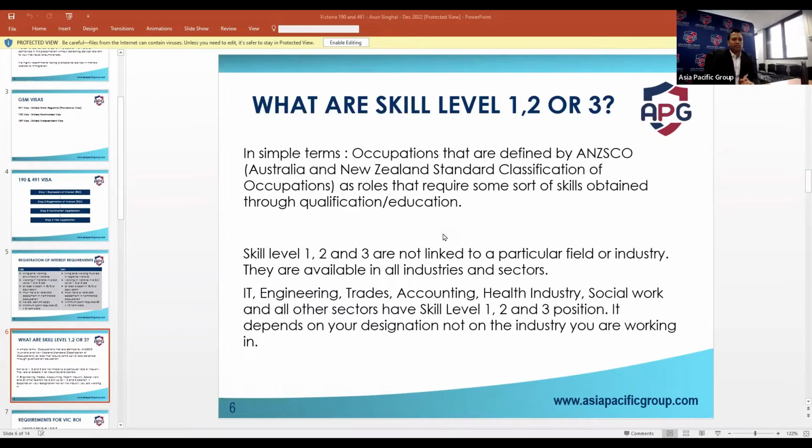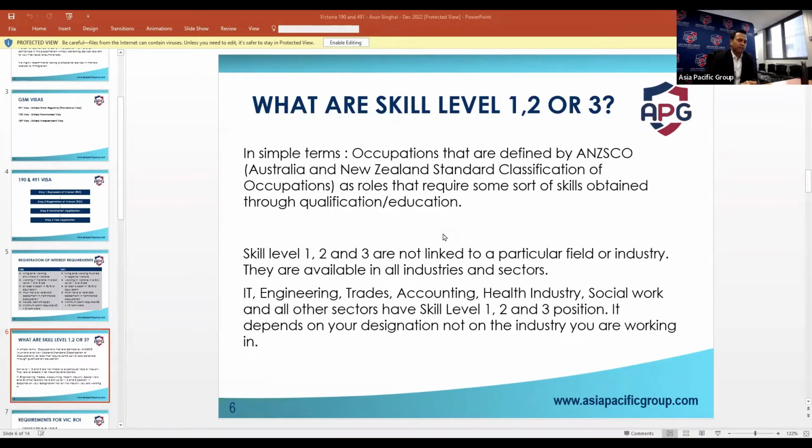Okay. Skill level 1, 2, 3 are not linked to a particular field or industry. They are available in all industries. IT, engineering, trade, accounting, social worker, all sectors have skill level 1, 2, and 3 jobs. It depends on the work you are doing, not the industry you are working in.